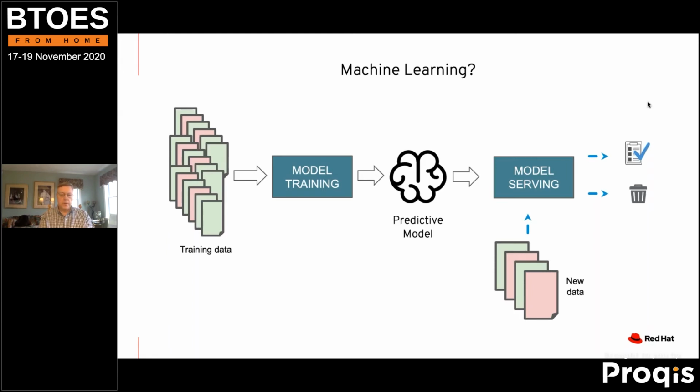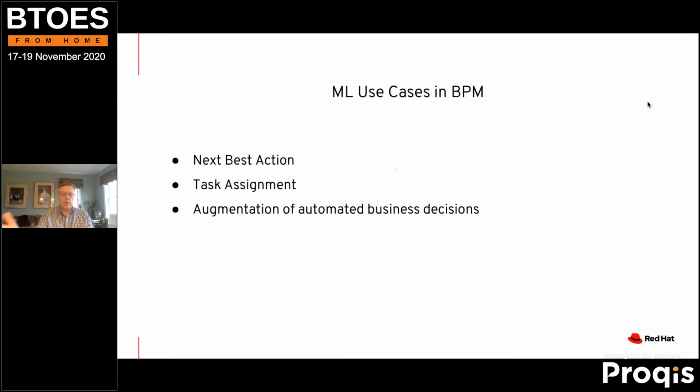On the right side, what we call model serving, that's the process by which we deploy a model and then run new data against it in order to make some kind of a decision. Obviously, way more complex than that, but that's at a very fundamental level what we're referring to with machine learning. I was thinking about, well, how does that affect BPM? How are we seeing this actually deployed in practice? And 3 use cases come to mind.